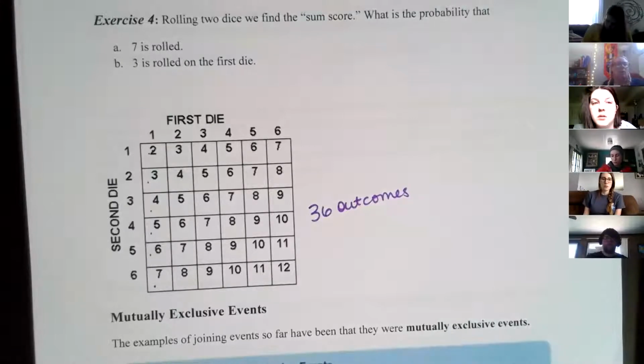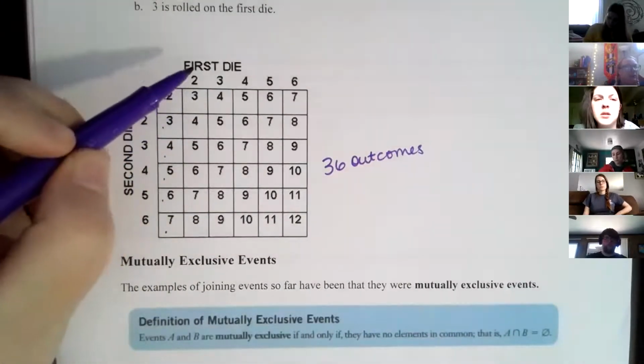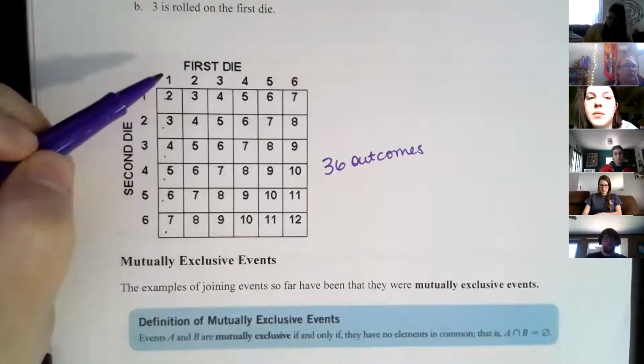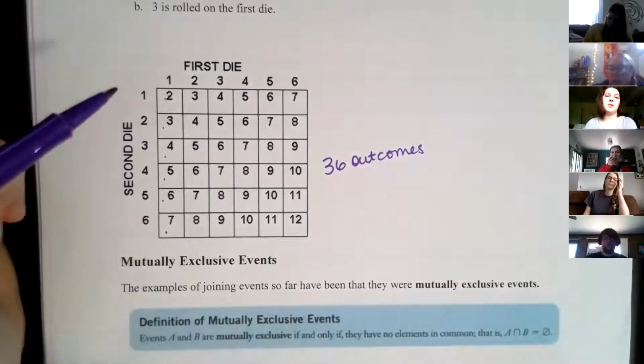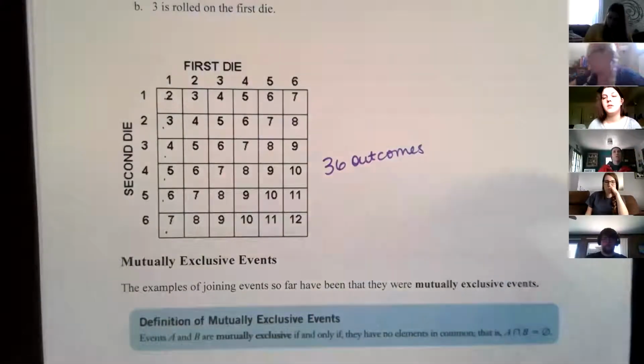Now, why do we say 36 and not 10? Because it's a grid. It's a multiply grid, true, right? But in this case, by labeling these things like a first die and a second die, and this is where a lot of students get confused. Let me go get 2 different color dice real quick. I have those.